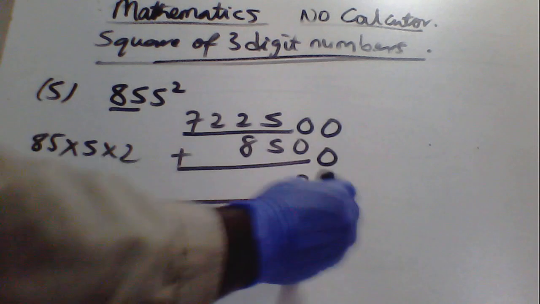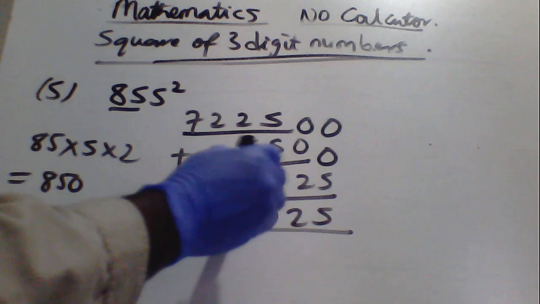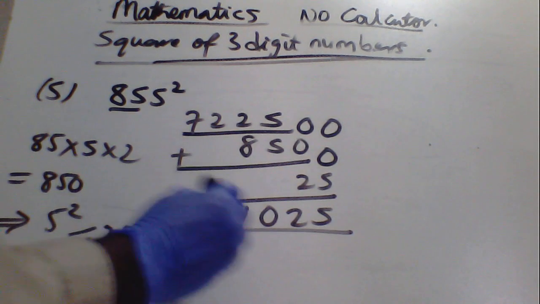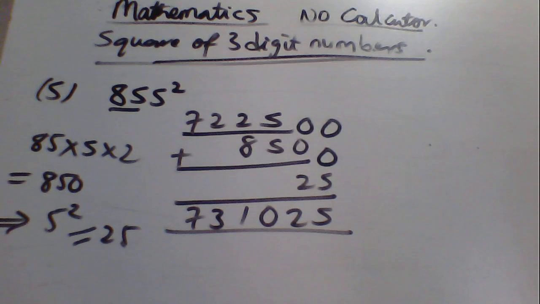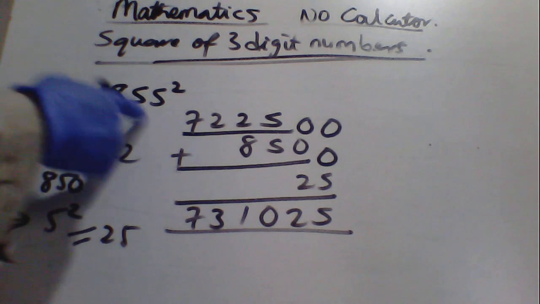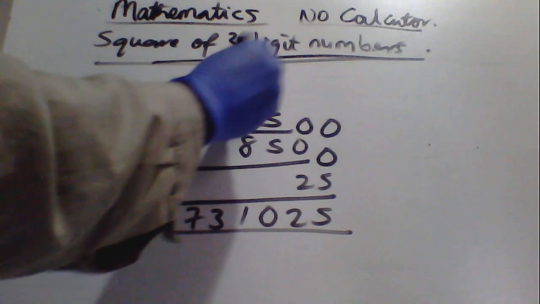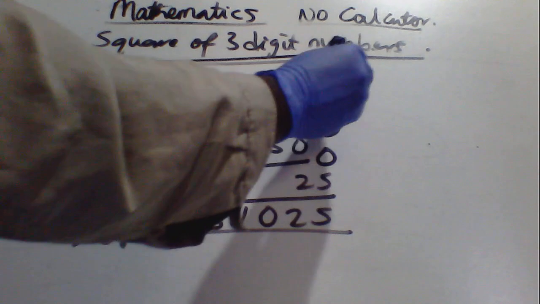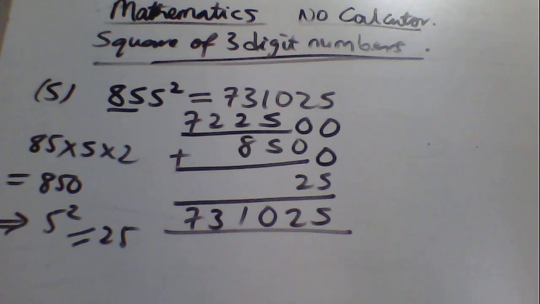This gives us 5,201,37. So the square of 855 is equal to 731025. Have any question?